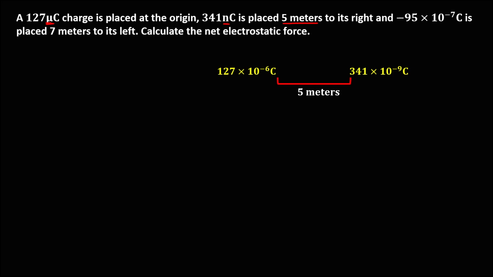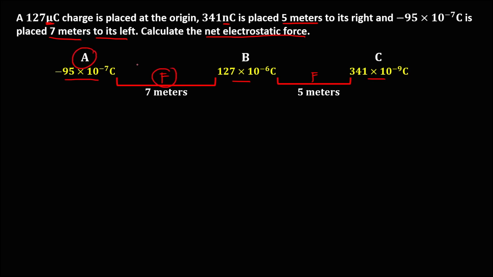Then also negative 95 times 10 to the power negative 7 placed to its left. And the distance is 7 meters. Then to find the net electrostatic force, we just need to add these two forces. And if we let this be charge A, this is charge B, and charge C, then to find the force between A and B, since A is negative and B is positive, these two charges attract.